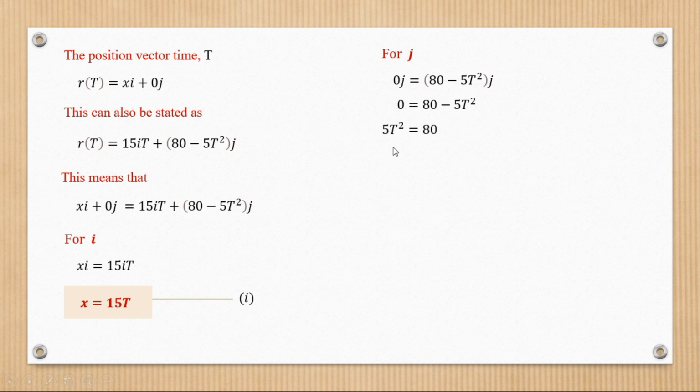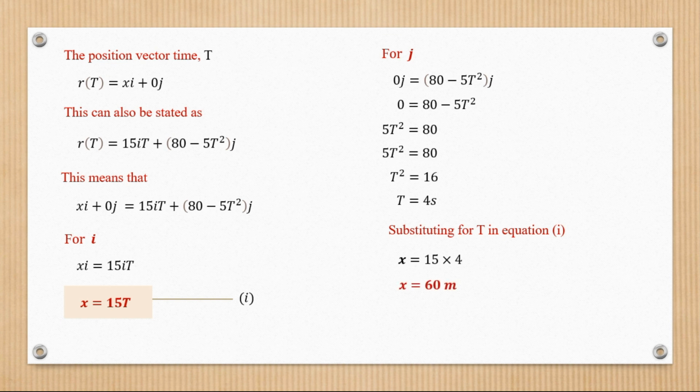Now take this to the other side and I'll have 5T squared equal to 80. Make T squared the subject and it will be 80 divided by 5, which is 16. We know the square root of 16 is 4, so capital T is 4 seconds. Now we know the value of capital T. Substituting T into equation 1 to find x, I'm going to have x equal to 15 times 4, which is 60 meters. So now I know the value of x and I know the value of T, and these are the answers that they wanted.